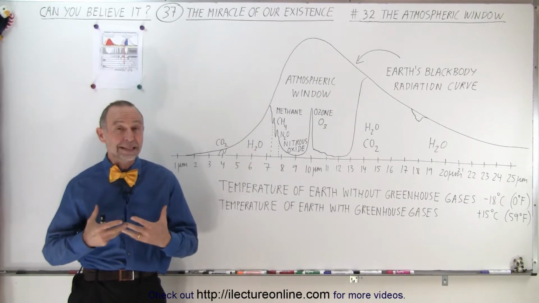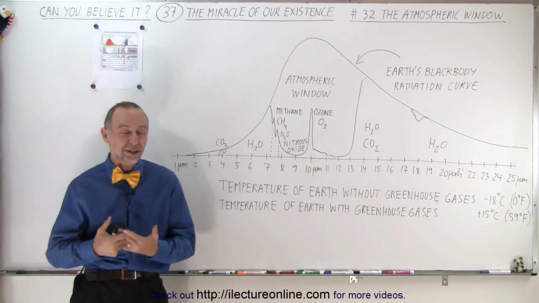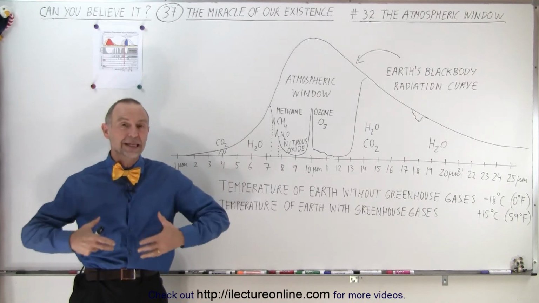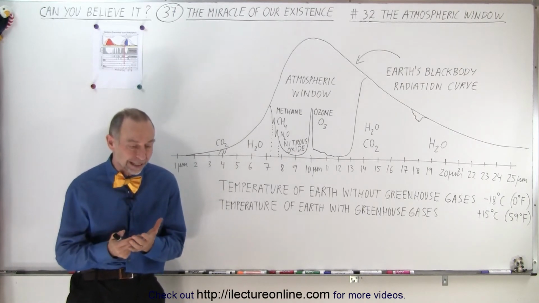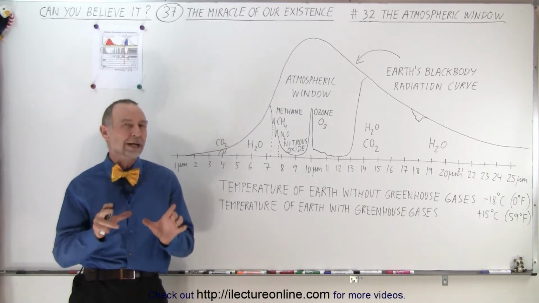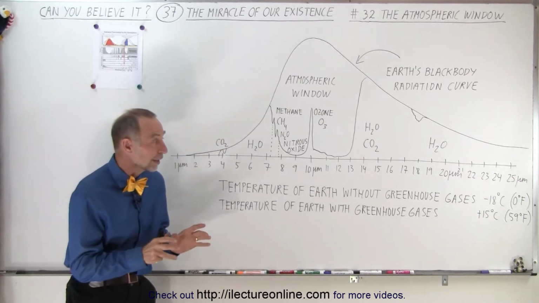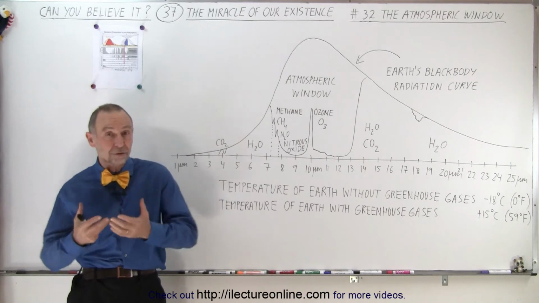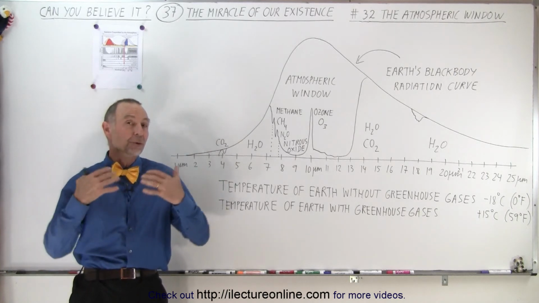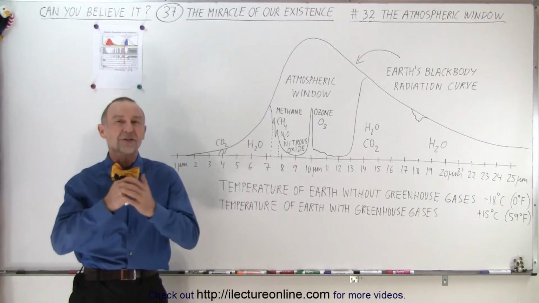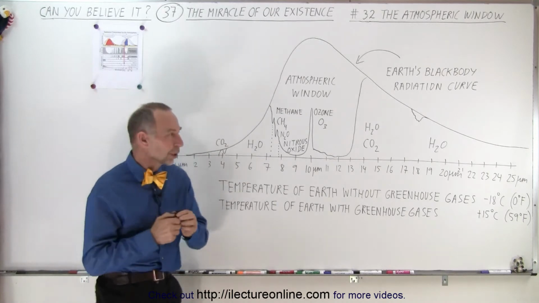Here we're going to talk about the atmospheric window. One of the key features of making life possible on the Earth is keeping the Earth at the right temperature. And it turns out that the combination of the greenhouse gases and the atmospheric window does just that. Well, let's take a look.